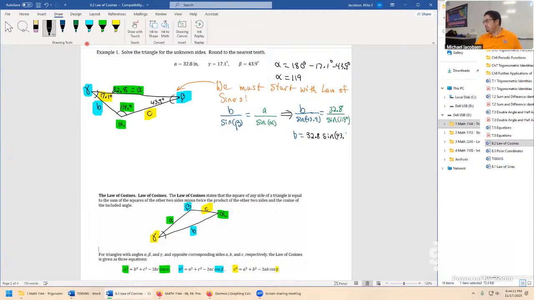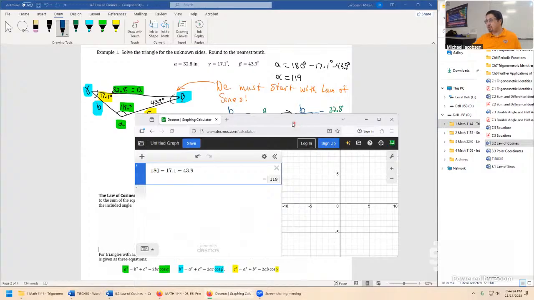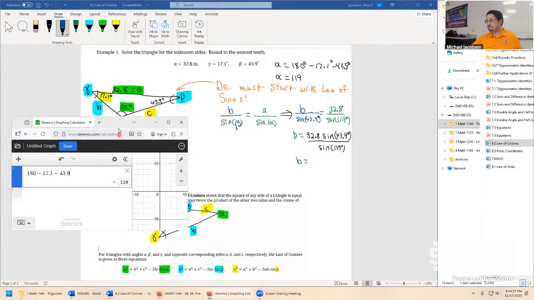Let me fix that penmanship there. Divide by sine 119 degrees. And finally, through law of sines, we can get our side length B out. So let's jam this one into the calculator.